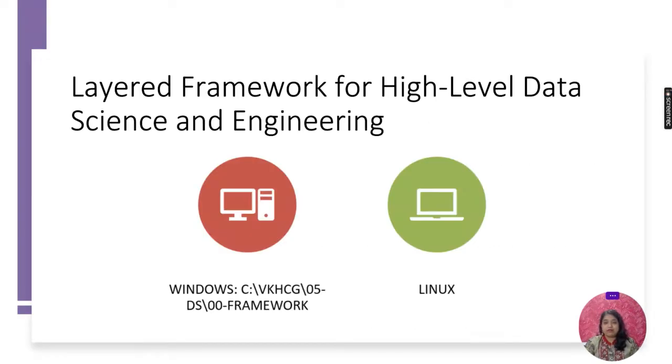Now in the layered framework for high level data science and engineering, we have 2 different types of systems, Windows and Linux. You can download the data set that is used for data science from GitHub. The link is already given in the description. From there you download the data set. Once you have downloaded the data set, you create a folder in the C drive with the name VKHCG, and inside that you extract and store the data. Now if you want to see the high level framework, you go to this folder and you see the framework.